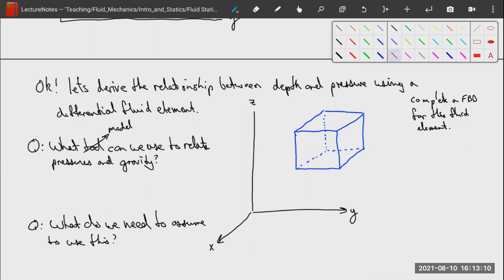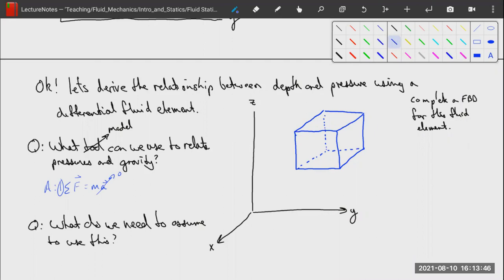What we'll do though is write out the full forces that are on this. We're going to do a full free body diagram, and that should be a clue to answer this question over here on the left. This question is what model can we use to relate pressures and gravity, right? And the answer is the mascot of mechanical engineering. Sum of the forces is equal to mass times acceleration, right? We're going to call that equation 1. And obviously, again, we do the civil engineering thing and make acceleration equal to 0.